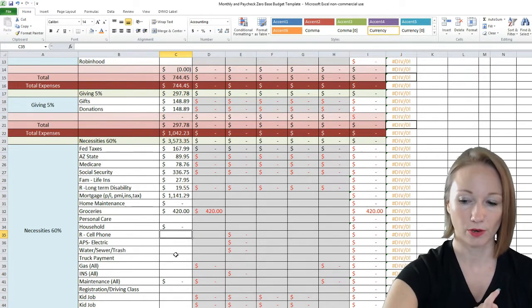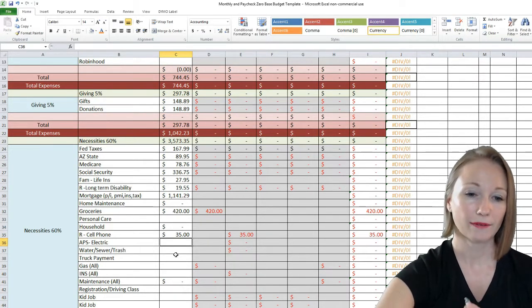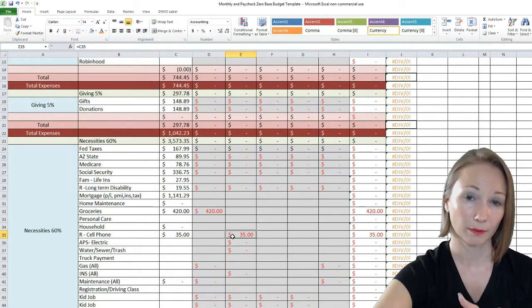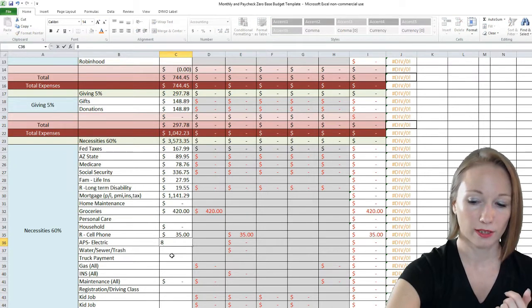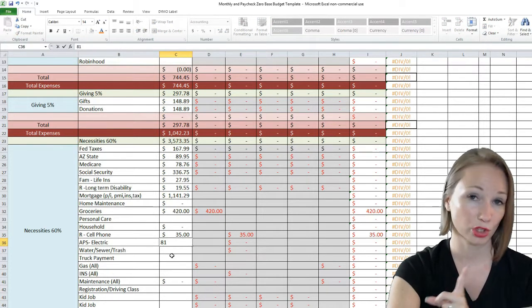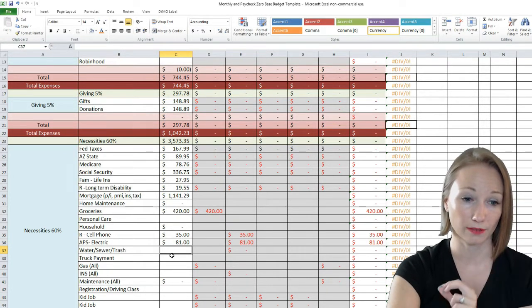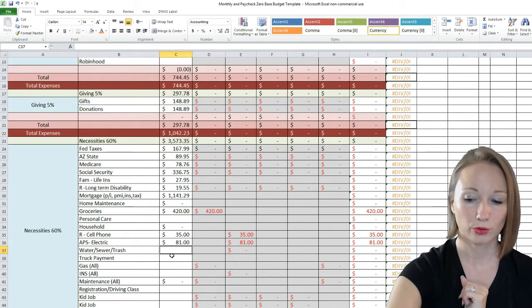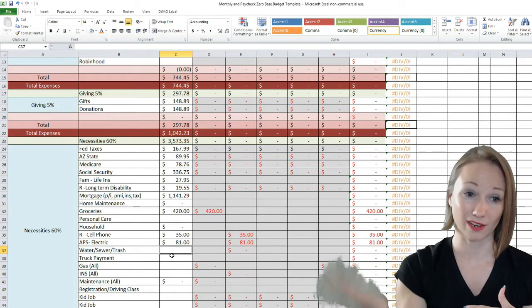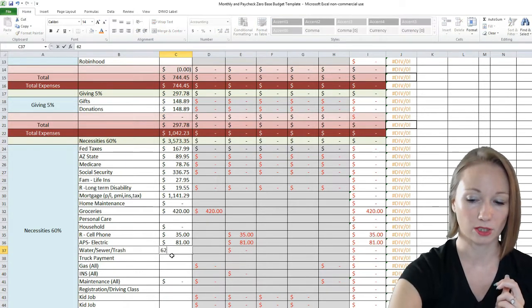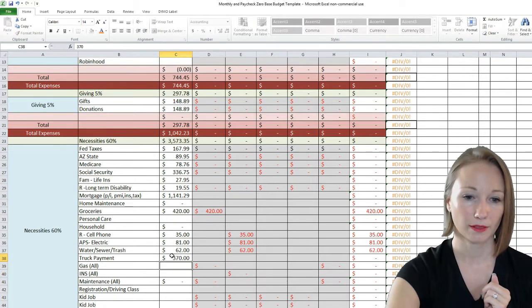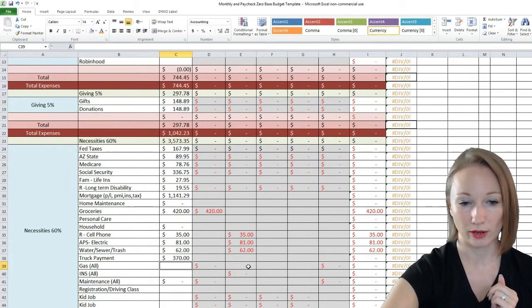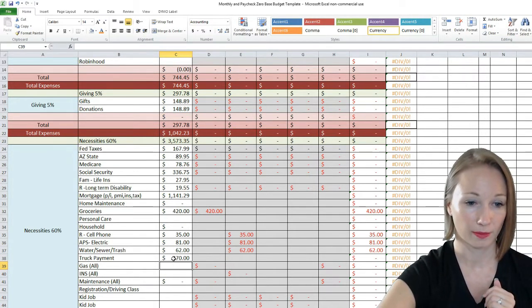My husband's phone is $35. I have that auto-populating to come out of the second paycheck based on our due date. Electricity, we had switched over to solar, so it should only be $81. We'll see if that ends up being it. Our water, sewer, trash, we've been averaging between 50 something to 72, so in the middle I'm just going to say $62. Our truck payment is $370 a month, and this one you can see I don't have it auto-populating because it kind of just depends.